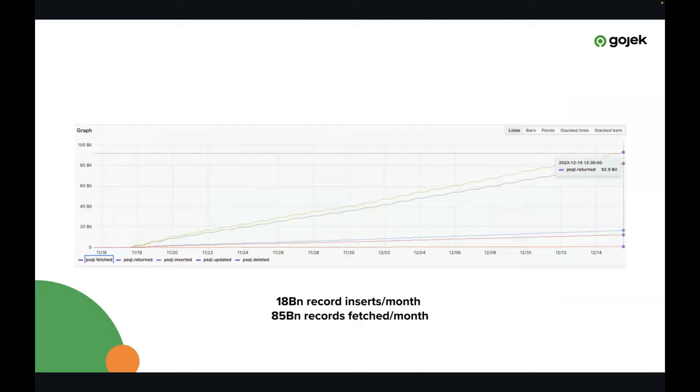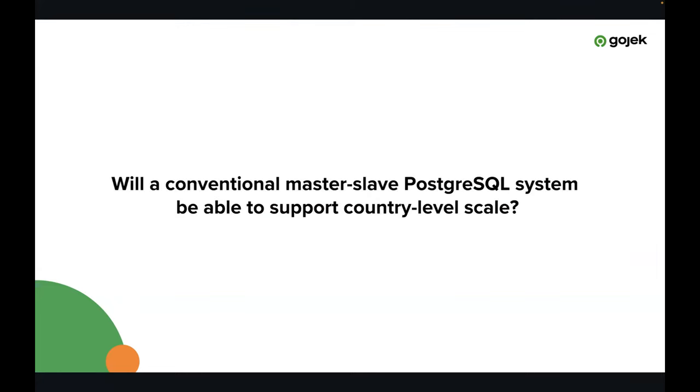Apart from that, for that same database, you will have like 18, 19 billion inserts per month and around 100 billion fetches. So that requires the database to be up. If the database goes down, then your entire GoJek workflow goes down. And you cannot avoid that because that will incur extreme business losses. So the reliability is extremely important.